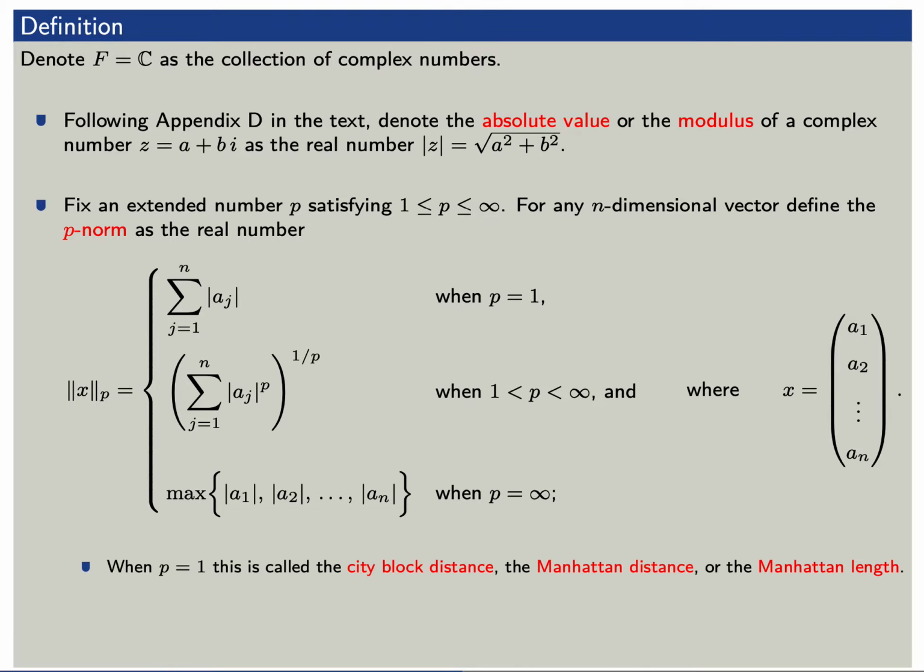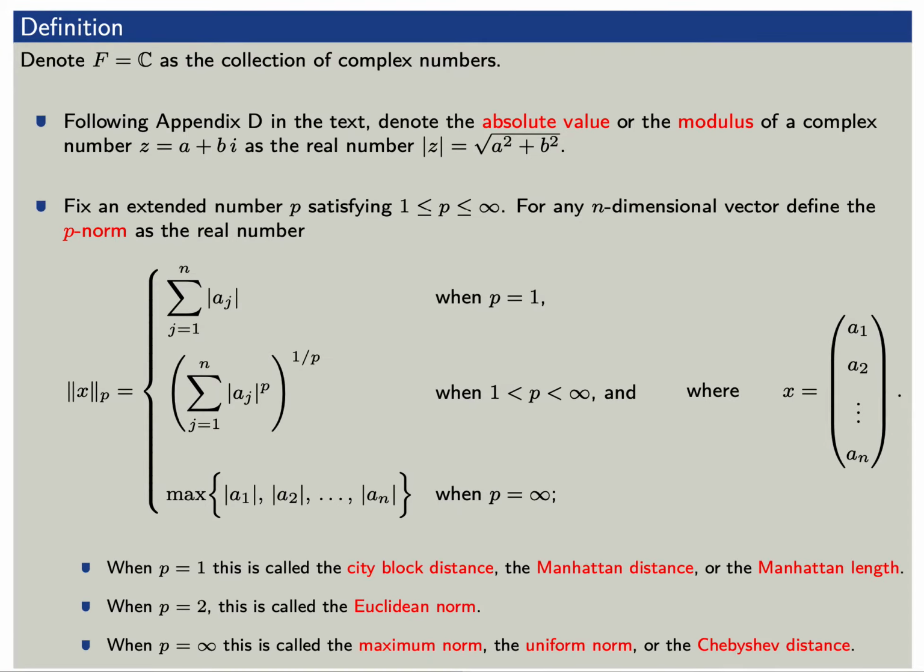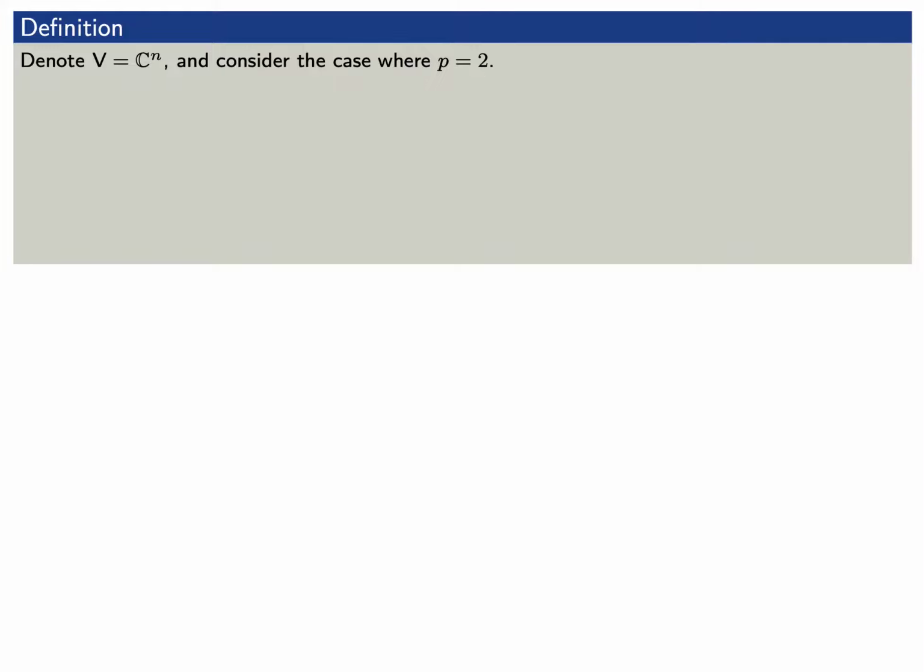When p is equal to 1, we'll call this the Manhattan length. When p is equal to 2, we'll call this the Euclidean length. And when p is equal to infinity, we'll call this the Chebyshev length. Just to remind you, let's consider again when V is the collection of n-dimensional vectors. So V here is C to the n. And we'll just focus on the case when p is equal to 2. That is, we'll look at our Euclidean norm.